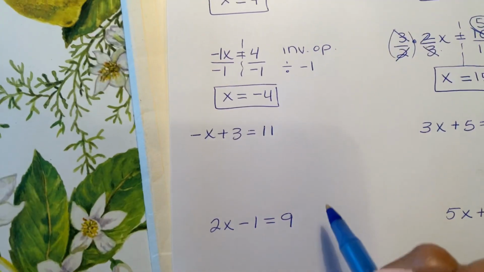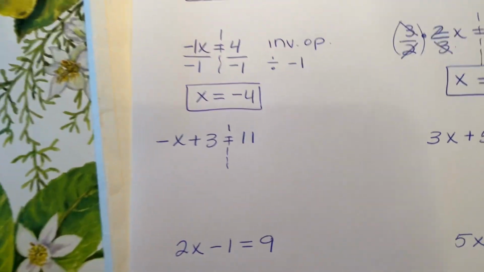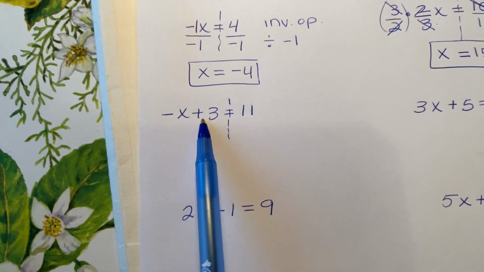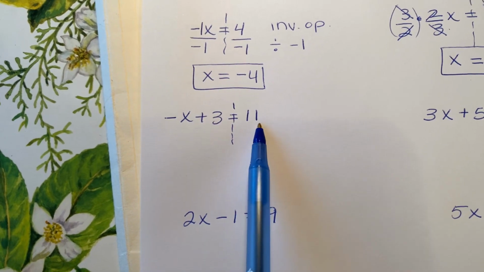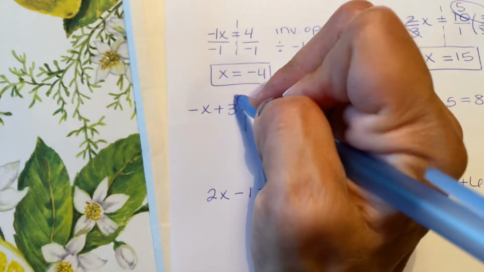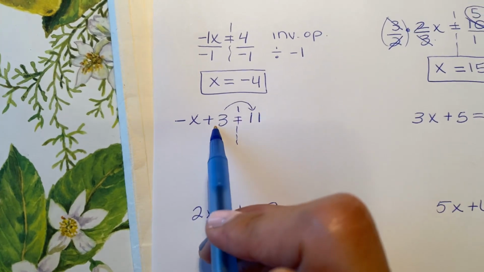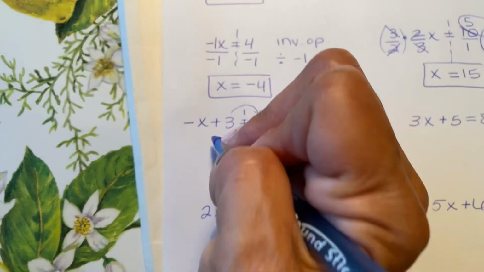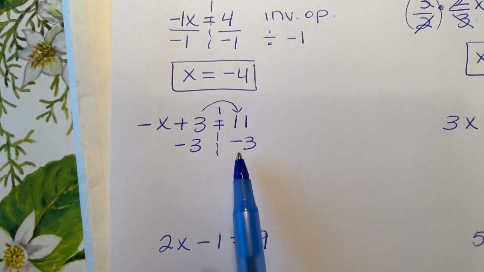Okay, you have negative x here. So now we're in two-step equations, right? So there's my equal sign. Okay, I have this positive 3. It's a constant. I have 11. It's a constant. I need to take this 3 and I need to take it over. And so what's the opposite of positive? Negative 3. And so whatever you perform on the left, you perform on the right.